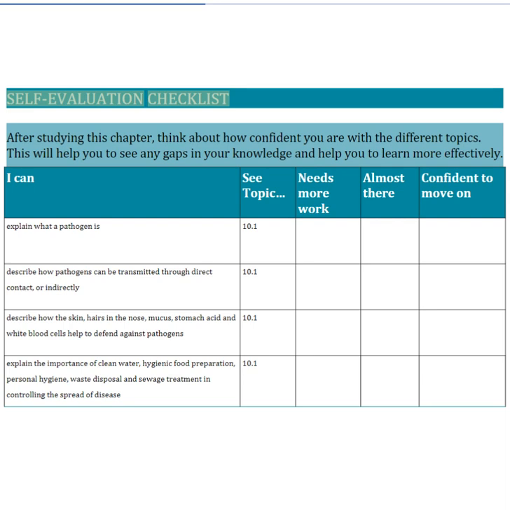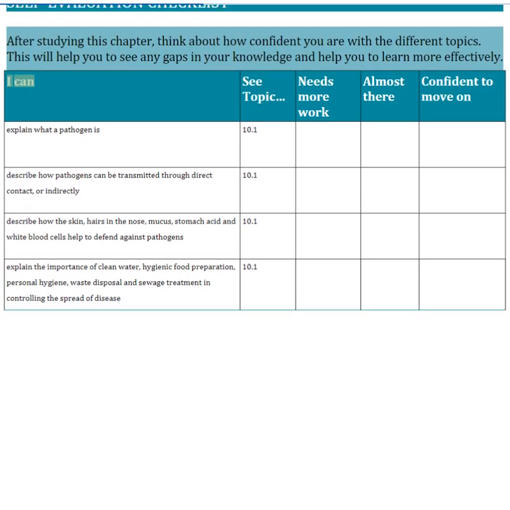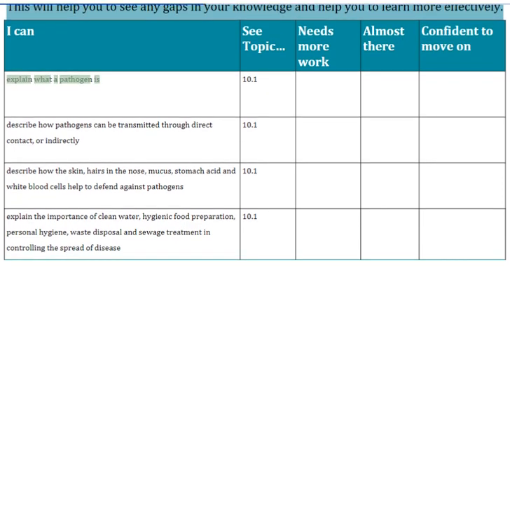Self-evaluation checklist. After studying this chapter, think about how confident you are with the different topics. This will help you to see any gaps in your knowledge and help you to learn more effectively. I can. See topic. Needs more work. Almost there. Confident to move on. Explain what a pathogen is.